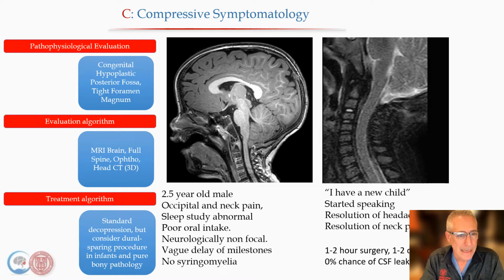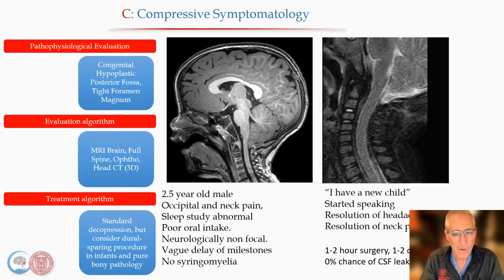An example of a very classic compressive symptomatology, and these are examples I've just pulled from my practice over the last 6 to 12 months. This is a 2.5-year-old male with occipital, back of the head, and neck pain. Had a sleep study that was abnormal, and mom was really struggling getting the child to take proper oral intake.